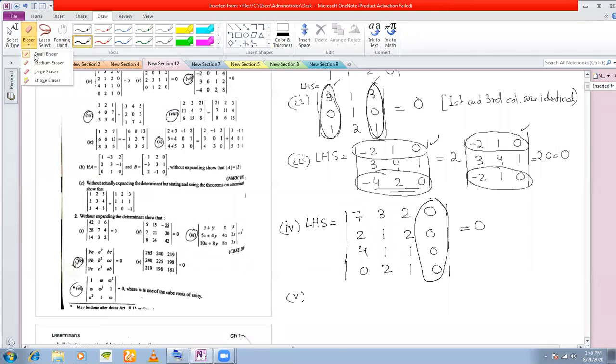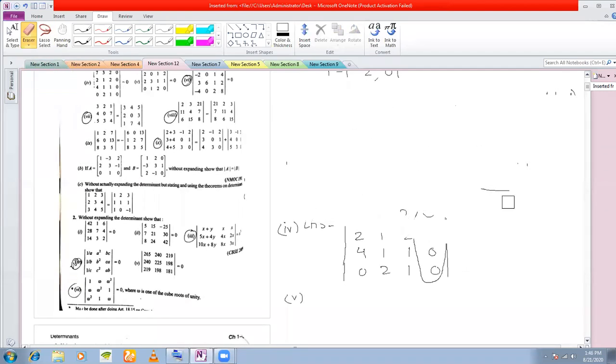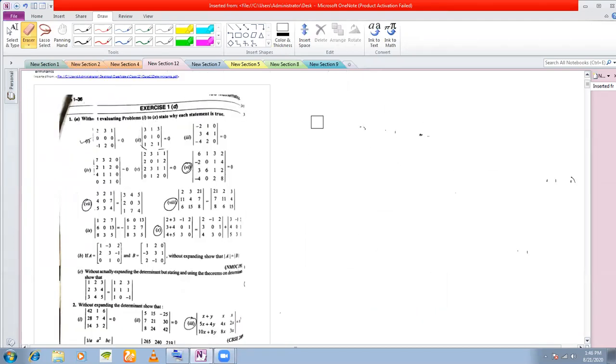Let me erase this, otherwise it will scroll down and I'll have problems writing. So number 5: 2, 2, 2; 0, 0, 3; 0, 0, 1; 2, 2, 0. Okay, let's call this the left hand side.